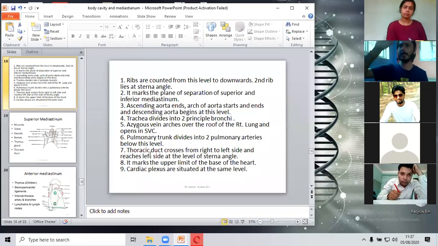So this hand is my right hand, so it runs along this side. Then at this sternal angle only it goes to the left side. From here it goes to the left. So it crosses the midline and goes to the left side. If a picture is there, I will show you.